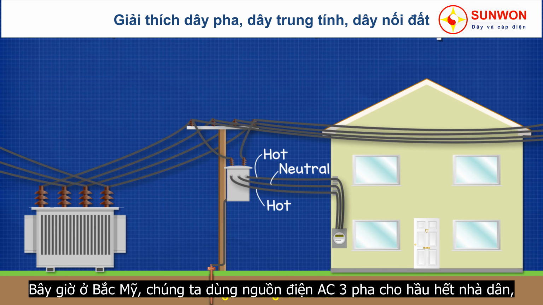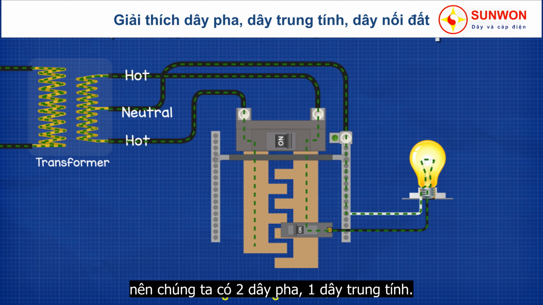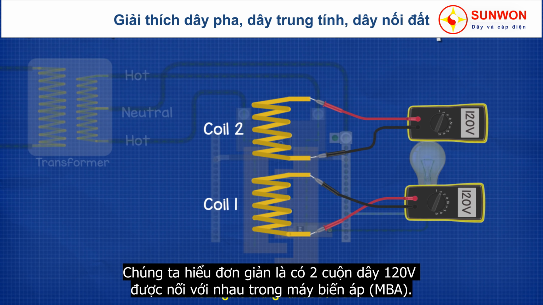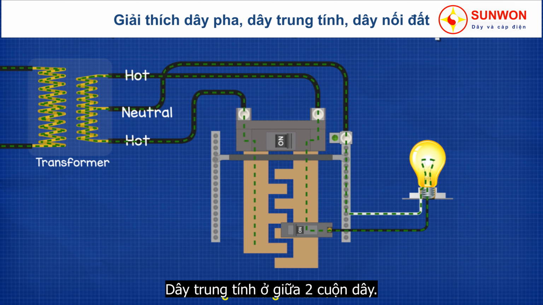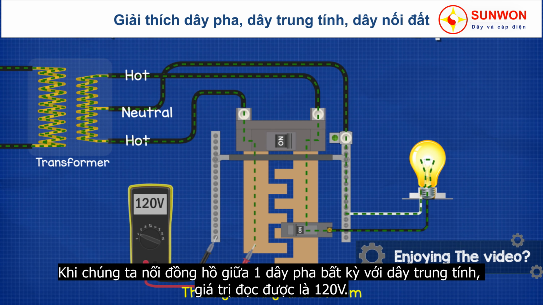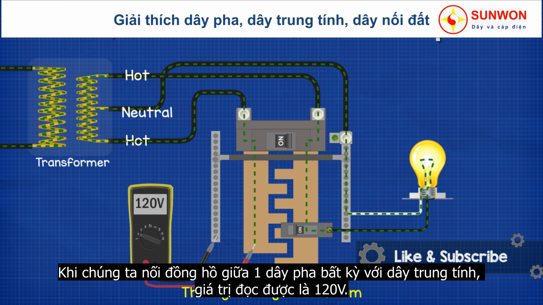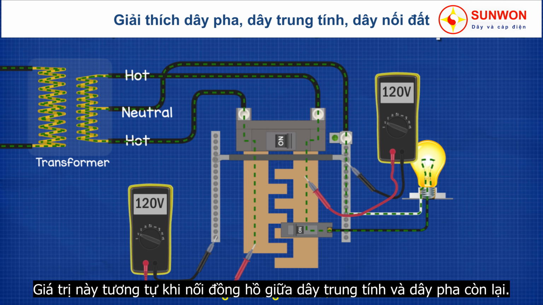Now in North America, we have a split phase supply to most residential properties. So we have the 2 hot wires and 1 neutral wire. We simply have 2 120 volt coils which are connected together in the transformer. The neutral is then connected to the center between the 2 coils. When we connect our multimeter between a hot and the neutral, then we're going to get a reading of around 120 volts, and we get the same reading for the other one.